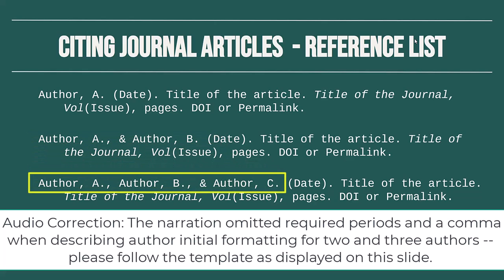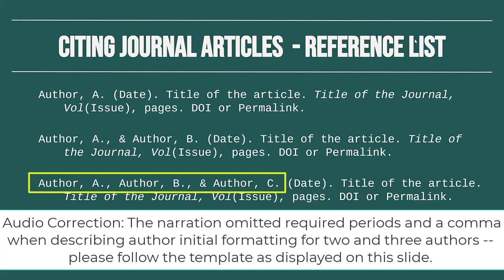For three authors, you include the last name of the first author, followed by a comma, followed by the first author's first name initial, followed by a comma, followed by the second author's last name, followed by a comma, followed by the second author's first name initial, followed by a period, followed by an ampersand, followed by the third author's last name, followed by a comma, followed by the third author's first initial, followed by a period.